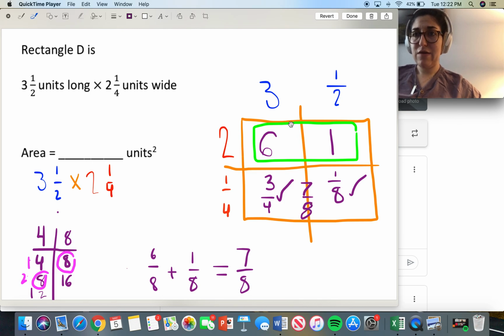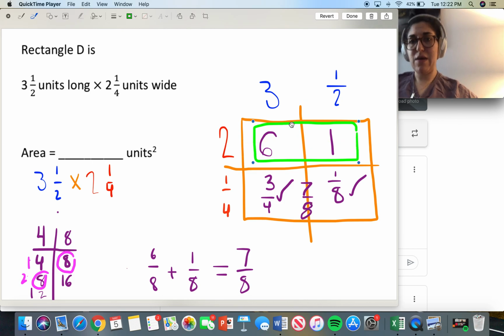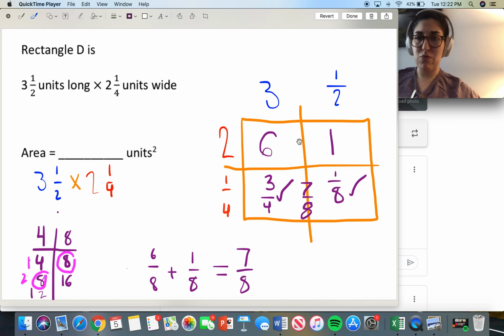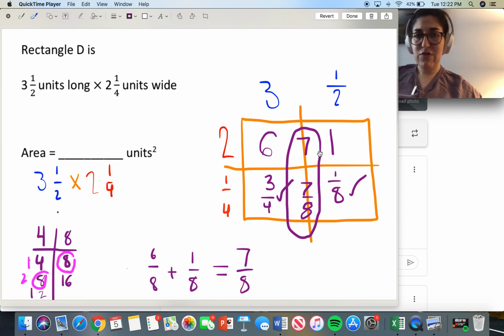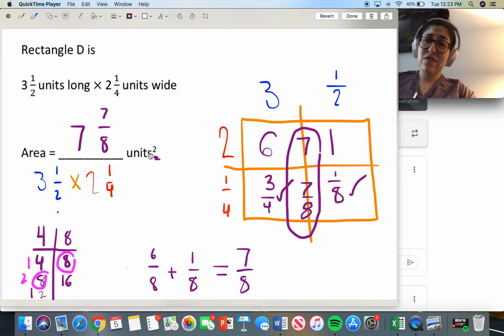And then remember I said I was going to take this and put it in the pause. So I'm going to unpause it. Now I want to add 6 plus 1. 6 plus 1 is 7. And now I need to add these together. 7 wholes and 7/8. My area is going to be 7 and 7/8 units squared, because it's area. I like to think it's because it has the 2 dimensions, length and width. That's why it's a 2. I know this is confusing. I know it's hard. Please come to office hours with questions about it.